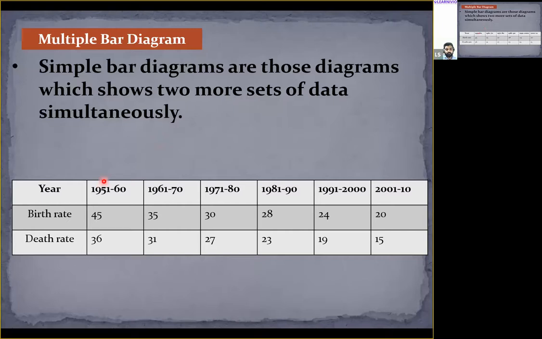So for every year, 1951 to 60, 1961 to 70, 1971 to 80, 1981 to 90, we have two data for every year, birth rate and death rate. And these data are required to be presented on the diagram. Because we have two data this time, we'll have to prepare a multiple bar diagram. Multiple bar diagram basically means that we'll have to prepare two bars for every year. For 1951 to 60, we will be preparing two different bars to indicate birth rate as well as death rate. So let me give you an example to explain this concept.